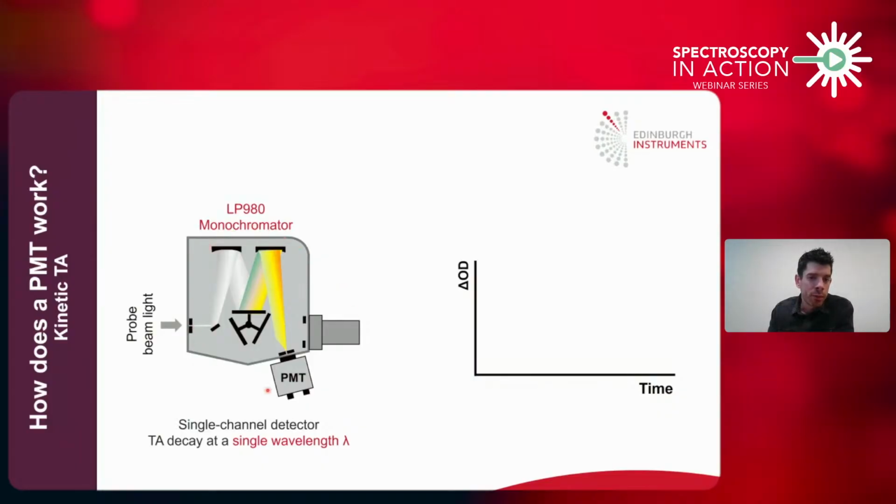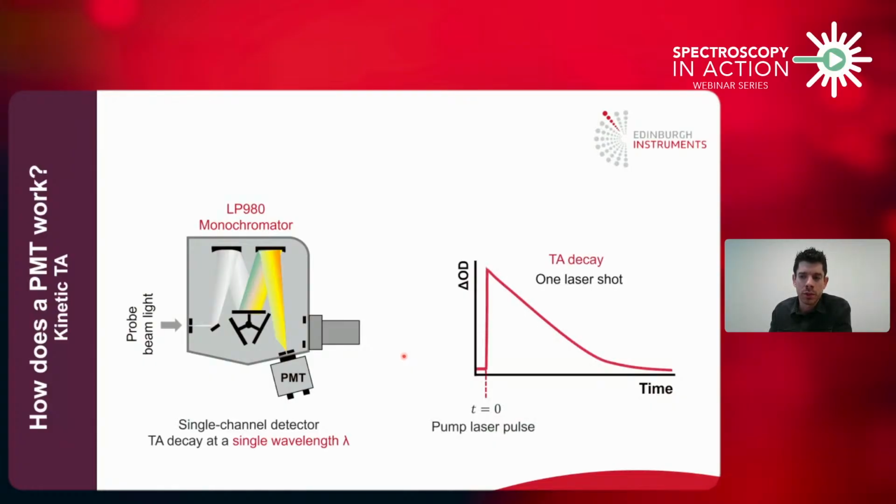So if we had to use the PMT on the LP980, we would drive the beam through the PMT. And as we mentioned, the PMT is a single point detector, so it detects transient absorption at a single wavelength. And it records the transient absorption decay with high time resolution in a single laser shot.